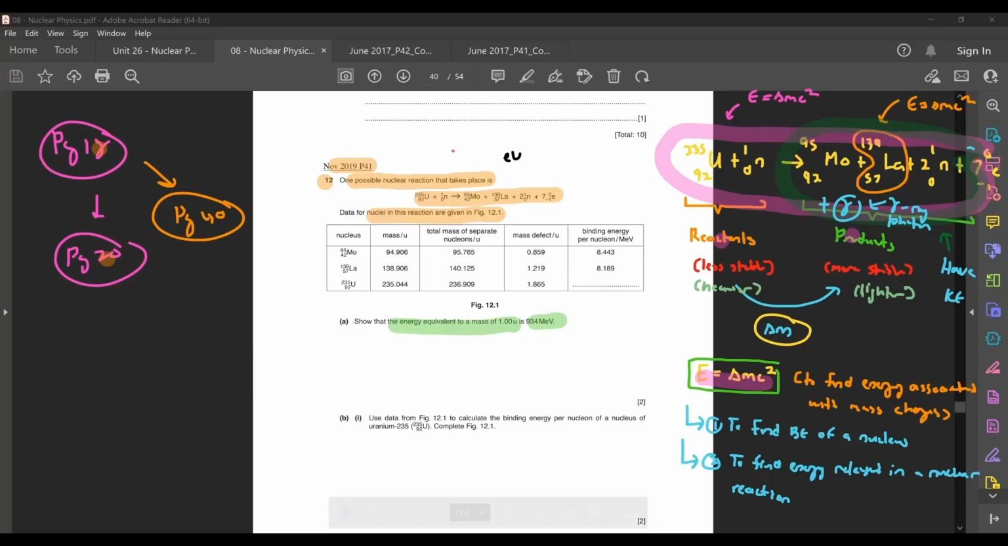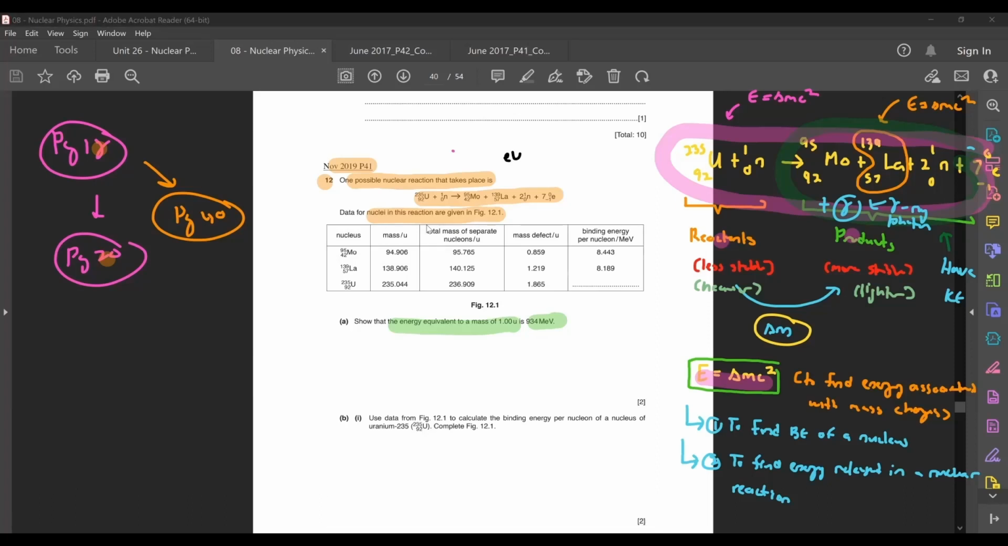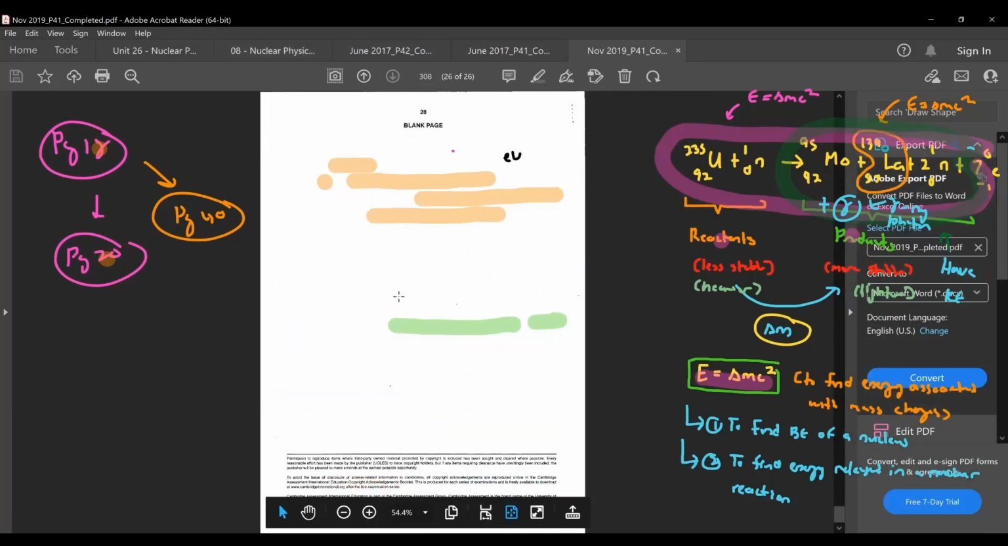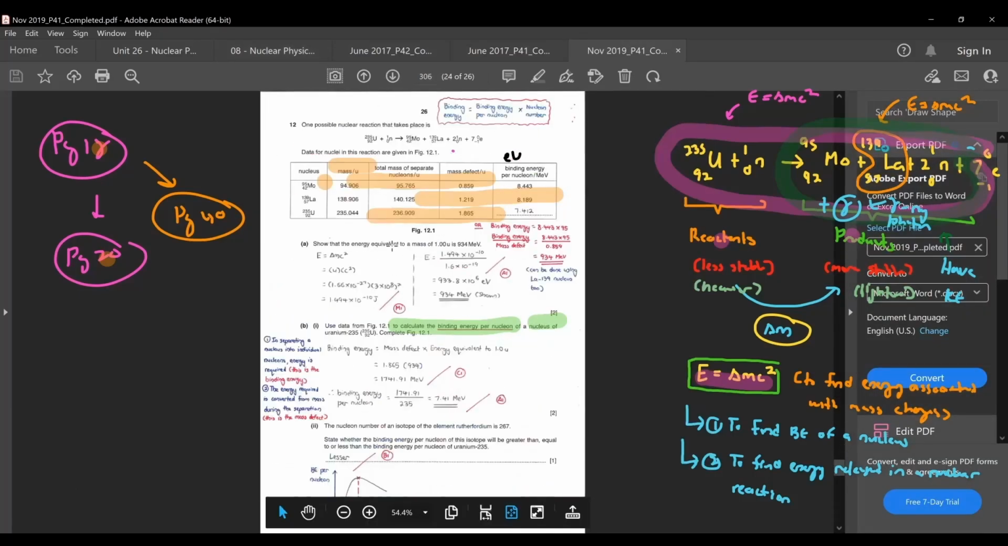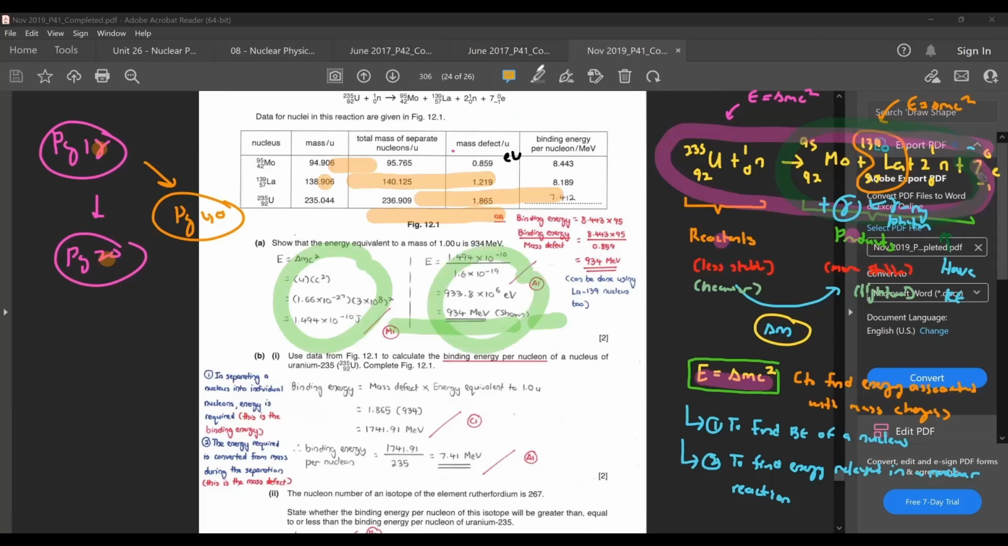So let me open up the paper here first. This is November 19 P41. Okay, last part again. Okay, so you still use E equals delta m c squared, follow the same working as you did in the last 2 questions, you'll be able to get the answer. Okay, so this one not a big issue.